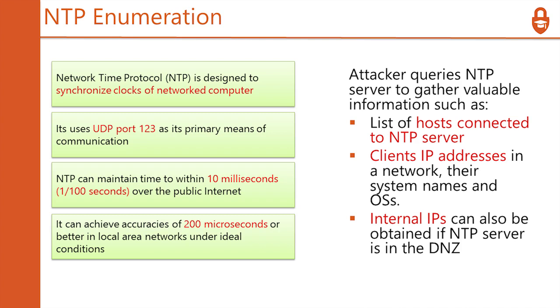Herein lies the lesson, right? It uses UDP port 123 as the primary means of communication. UDP port 123. I guarantee you will see that on the test. You will be asked about it anyway. NTP can maintain time within 10 milliseconds, or 1/100th of a second, over the public internet. It can achieve accuracies of 200 microseconds or better in local area networks under ideal conditions.